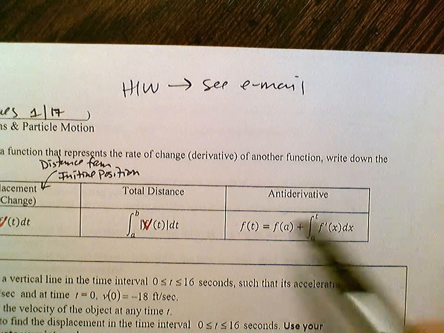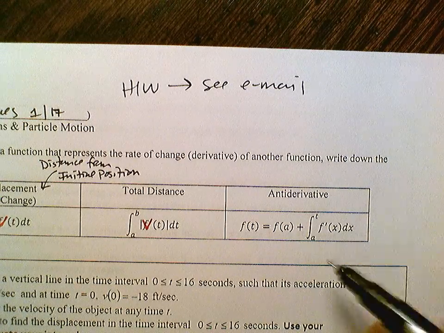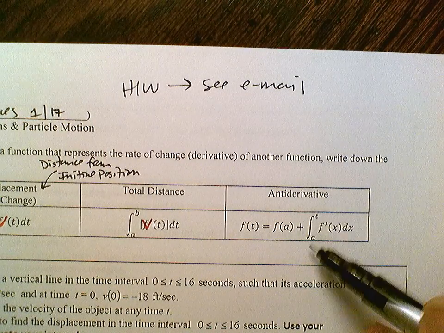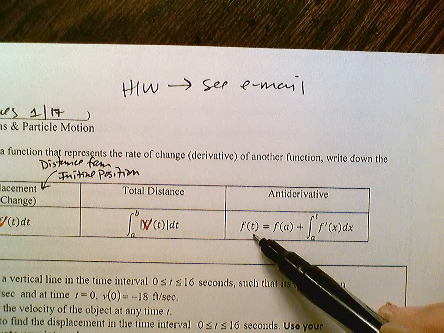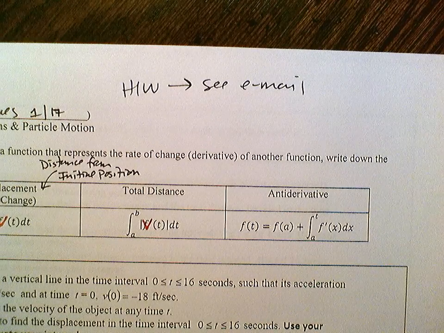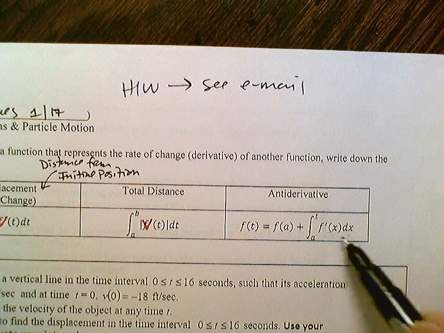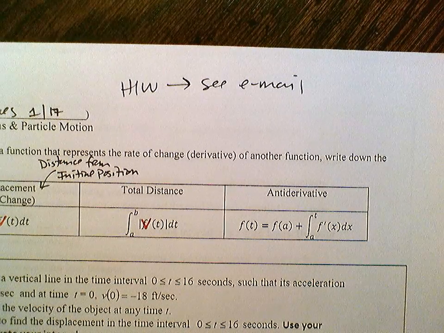And notice how the input to this function, this is called an accumulation function because it gives you the accumulation of whatever is changing over a certain interval. And notice the input is t. The input of this function goes up there in the upper limit. And it's important that this variable is not the same as these variables here. Okay, so we're going to do two examples.